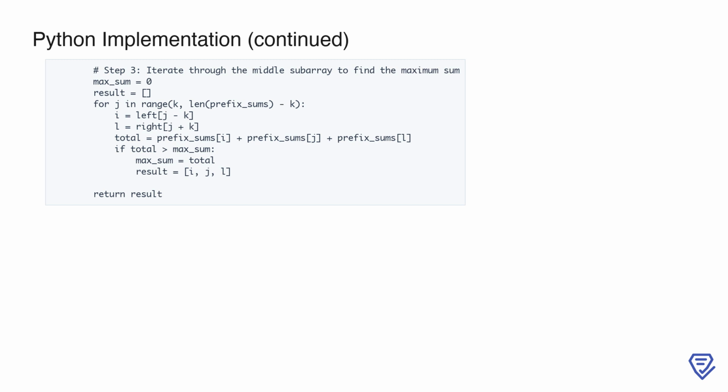Finally, after iterating through all possible middle subarray positions, we return the result list, which contains the starting indices of the 3 subarrays that maximize the total sum.